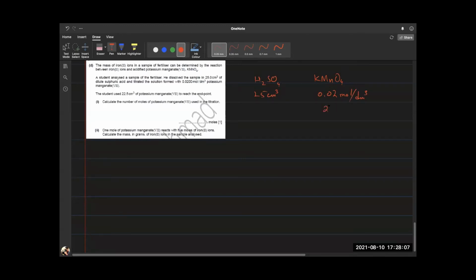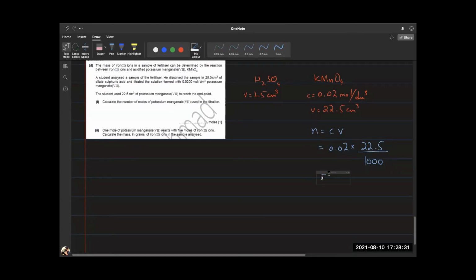The student uses 22.5 cm cube of this. So you have the concentration, you have the volume, and here you have the volume only. Calculate the number of moles of potassium manganate used. So we know the formula, N equals CV. For this one, we have the concentration, we have the volume, but the volume is in cm cube. So we divide by 1000 to get it in dm cube.